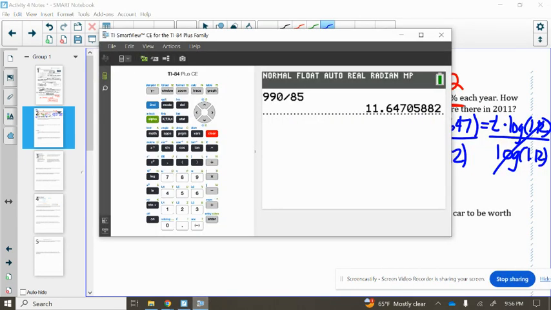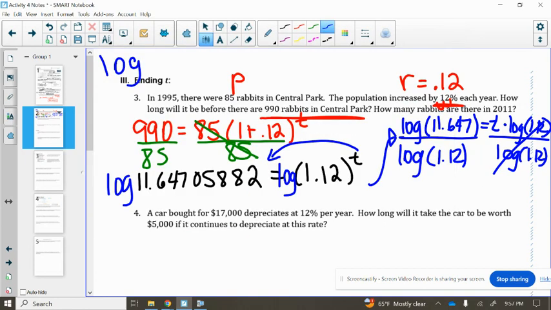So if we take our log of the 11, again, we want to use lots of decimal places, so I'm going to plug that in, divided by the log of 1.12, we get our final answer that it's going to take about 21.66 years for this to happen.